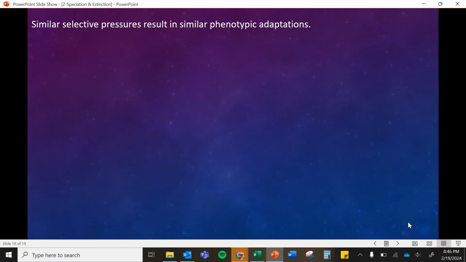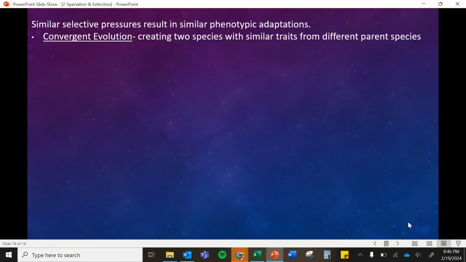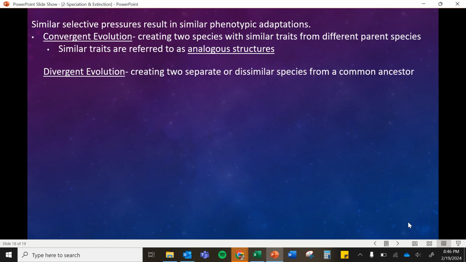Okay, so similar selective pressures are going to result in similar phenotypic adaptations. This is our idea of convergent and divergent evolution. So convergent evolution is where we create two species with similar traits from different parent species. And this is referred to as analogous structures. Okay, and then divergent evolution, where we have a species that separates into two species and has a common ancestor.